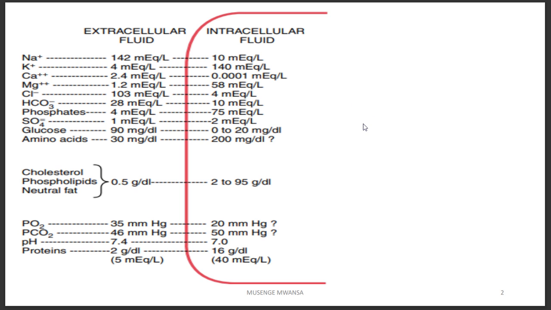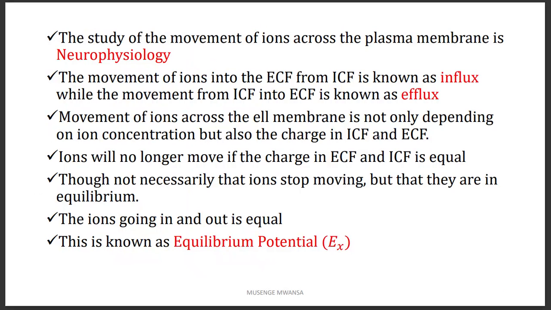In other words, there's going to be voltage because of these charges which are inside the cell and outside the cell. Why? Because outside we have a different charge, which is positive. Inside we have a different charge, which is negative. And charges are able to move like that, and that is going to give us voltage. All right. So the study of the movement of ions across the plasma membrane is referred to as neurophysiology.